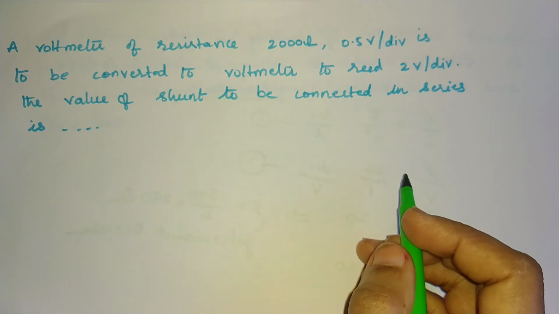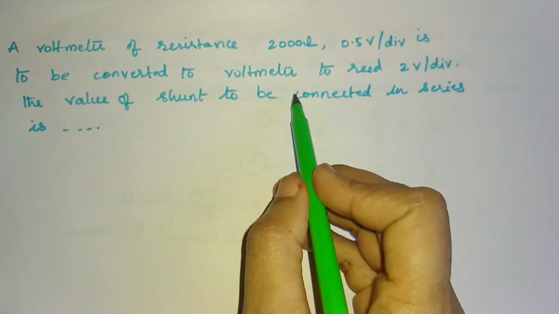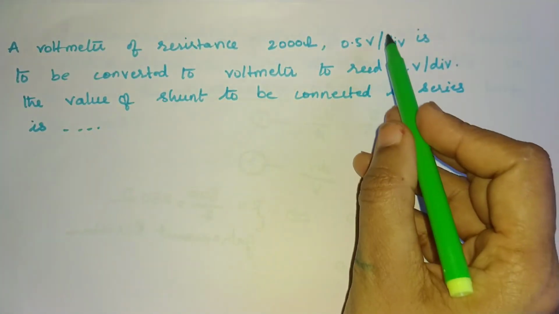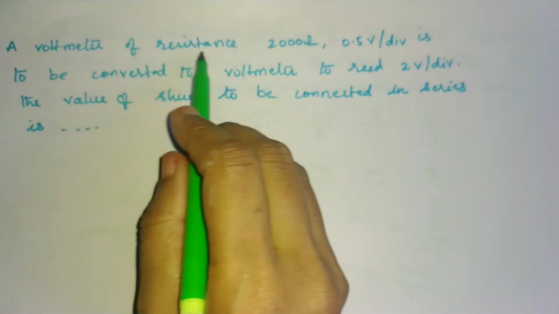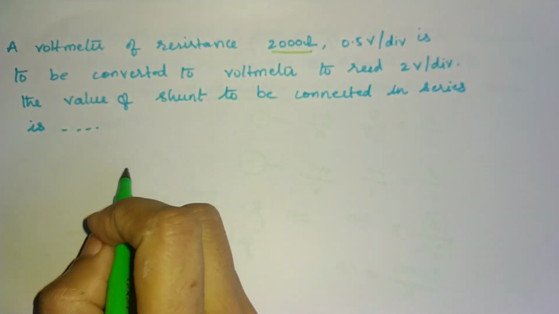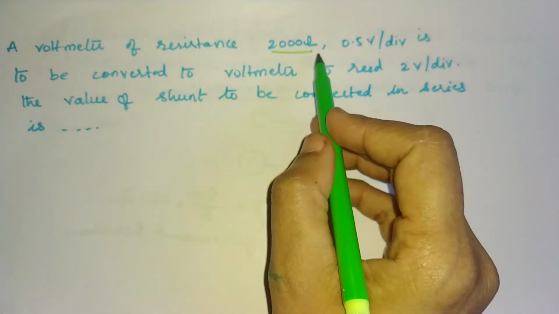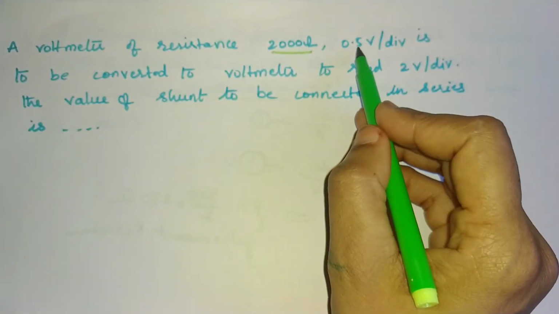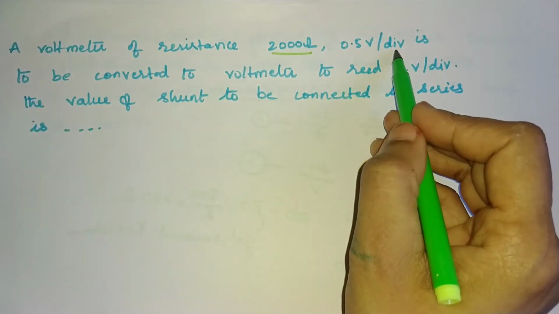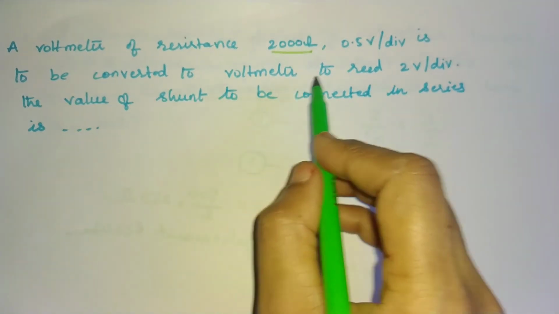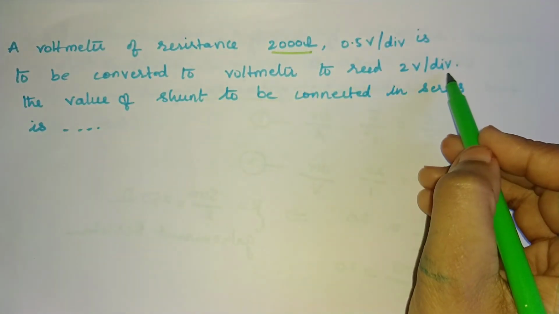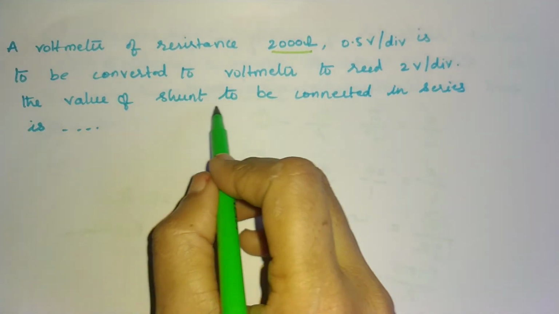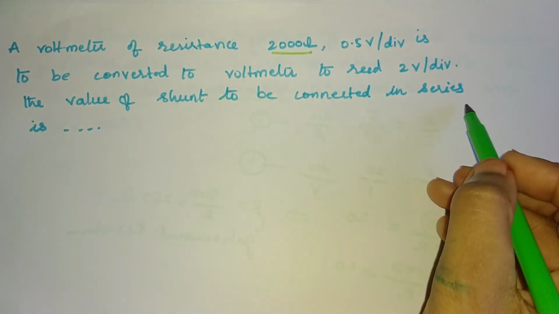This is a question where we are converting one voltmeter into another voltmeter. We are changing the range of the voltmeter. So what is the voltmeter resistance given initially? 2000 ohms, and it is showing 0.5 volts per division. You need to convert it into a voltmeter of 2 volts per division. And for this question, they are asking what shunt has to be connected in series.